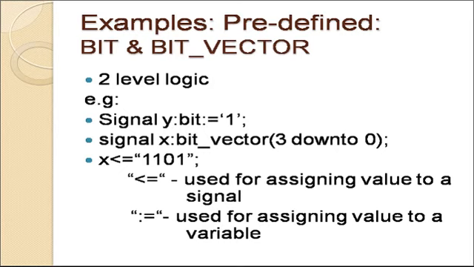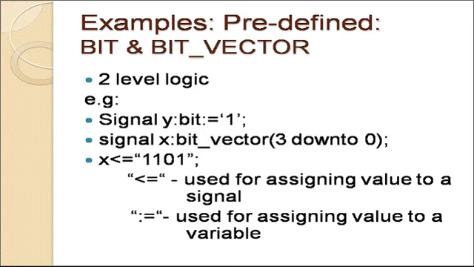Here you can see an example of the predefined data types bit and bit vector. Bit is a two-level logic only, which contains only two values, that is 0 and 1. Actually, bit and bit vector are predefined enumerated types of VHDL. Here the example is a signal Y of type bit with initial value 1. Bit and bit vector have a little difference: bit contains only a single element, whereas bit vector contains a bus.